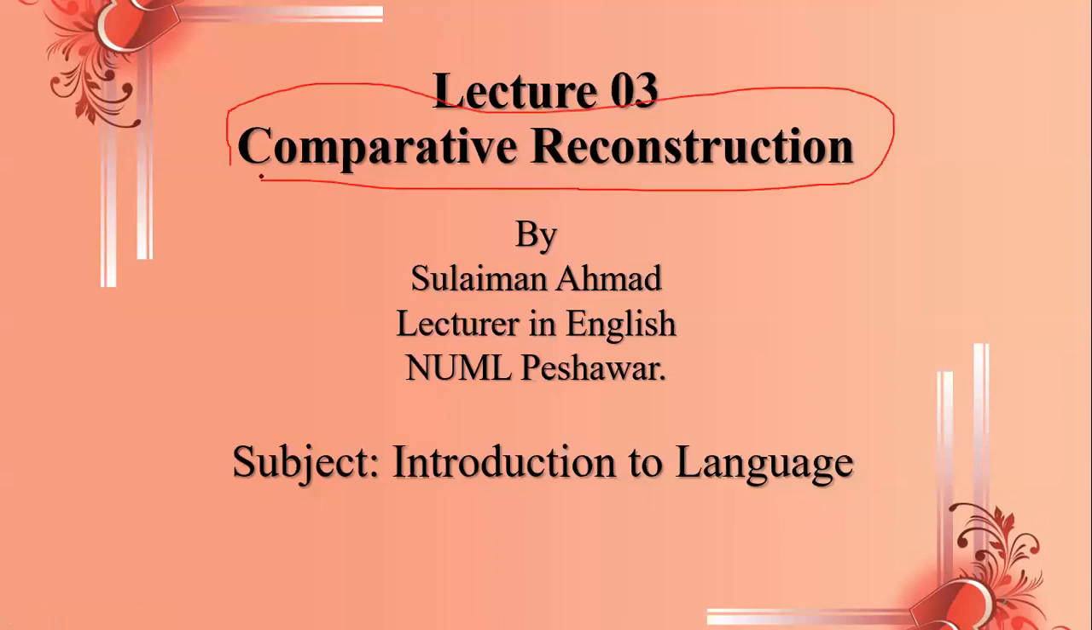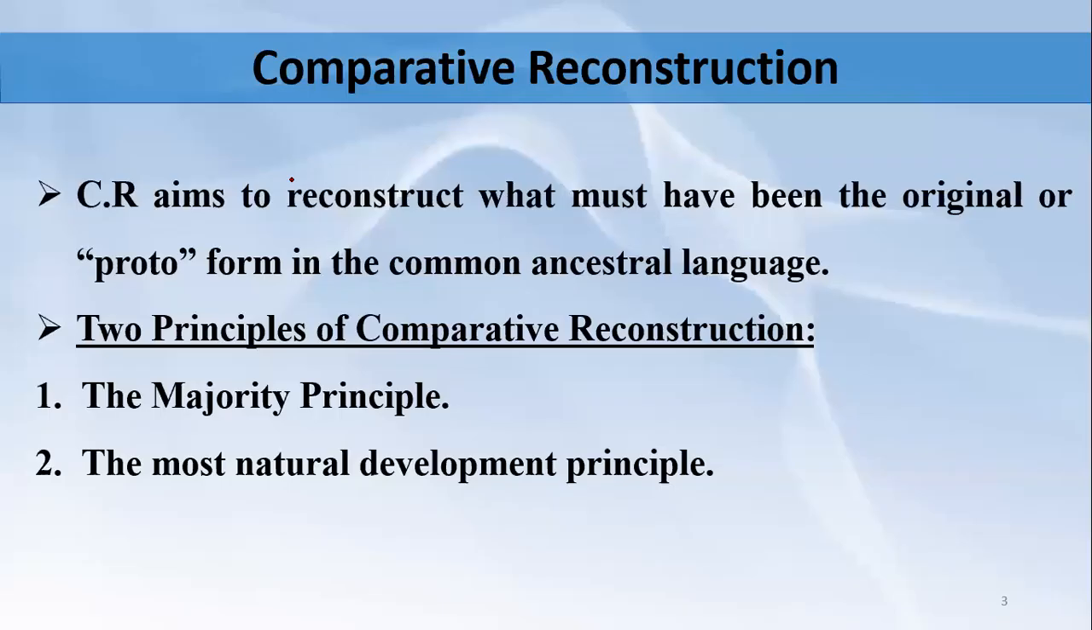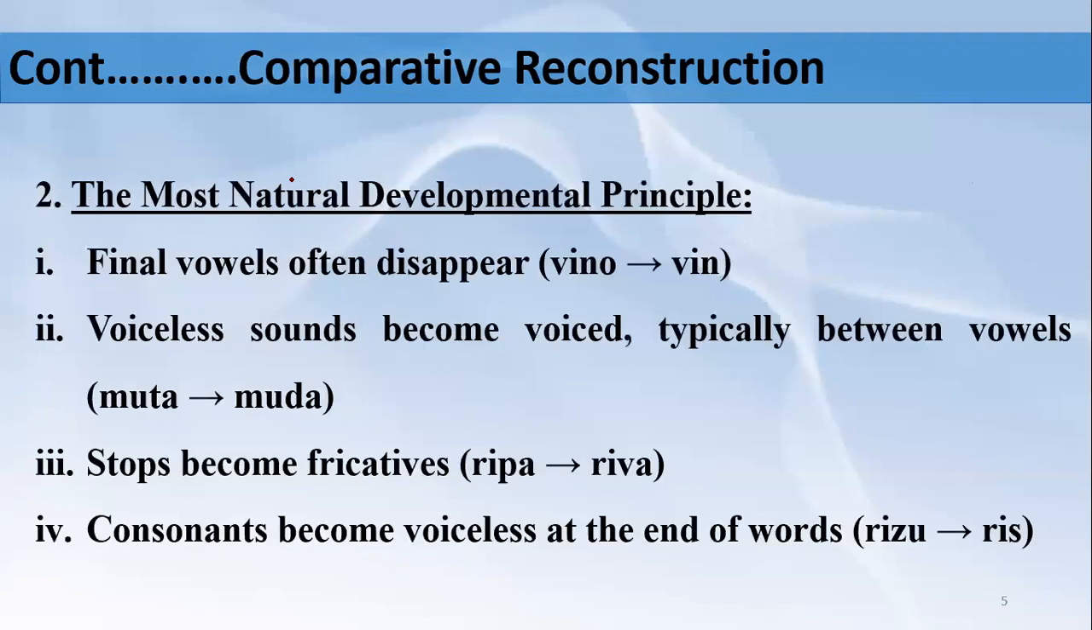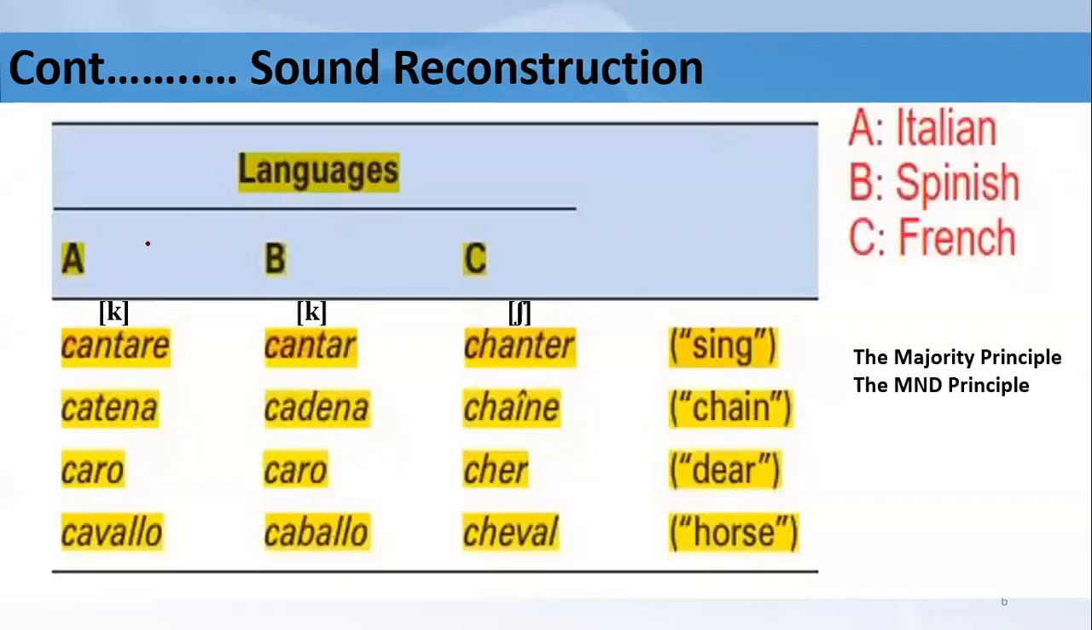Before going to the discussion, let me remind you of what we discussed in the previous class. If you remember, in the previous class, we talked about cognates. Cognates means words which have similar form and similar meaning, and they belong to the same ancestral origin. They have the same ancestral origin, or they've been derived from the same ancestral or parental language.